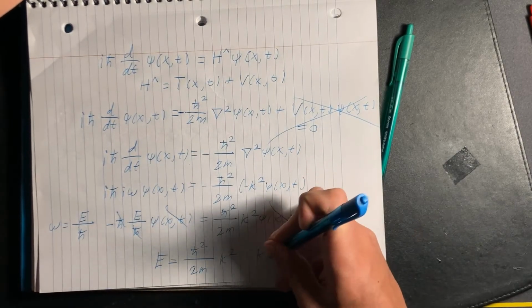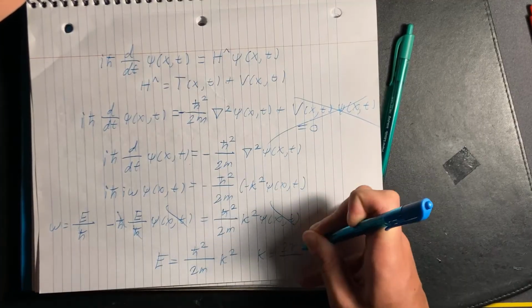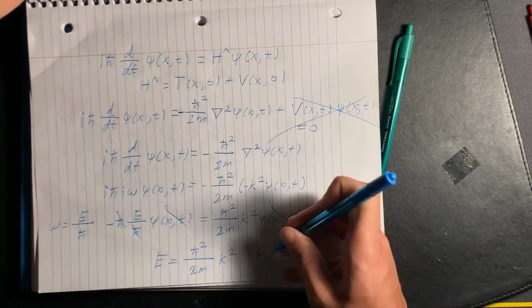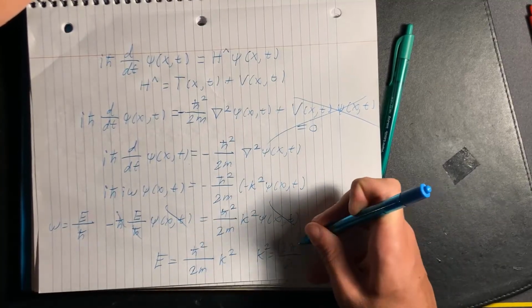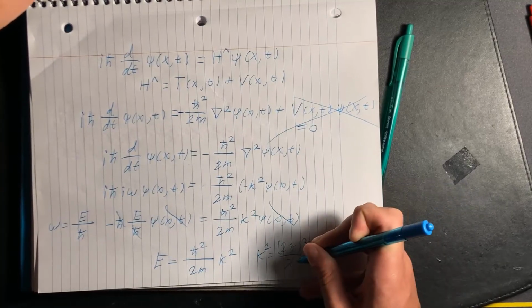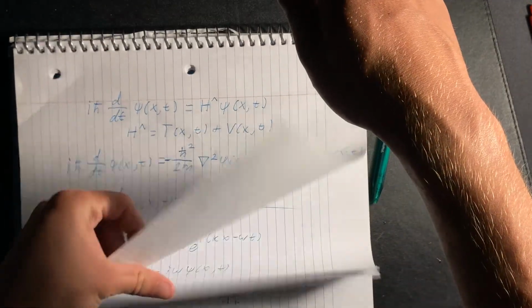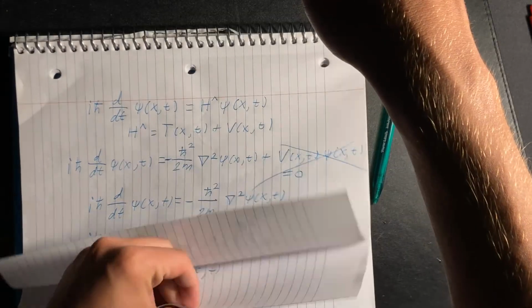Now k is the angular wave number, and it's going to equal 2 pi over lambda. So we're going to square that. k squared is going to be 2 pi squared over lambda squared. I'm out of space on this page, so we'll just flip over a little bit.